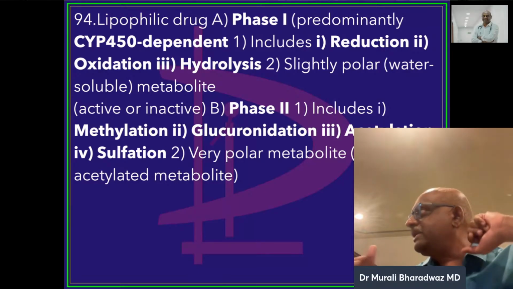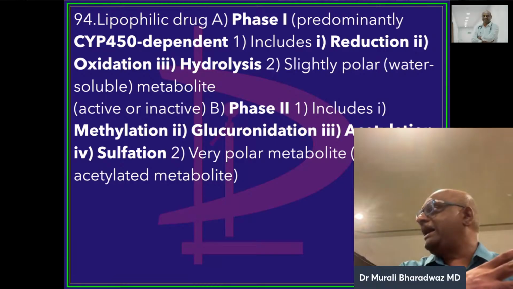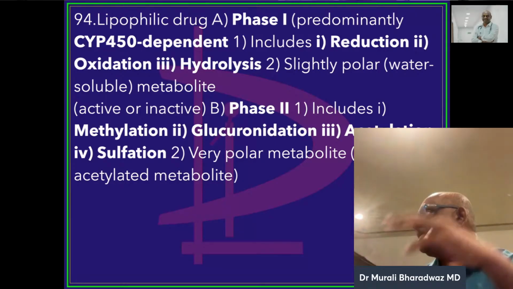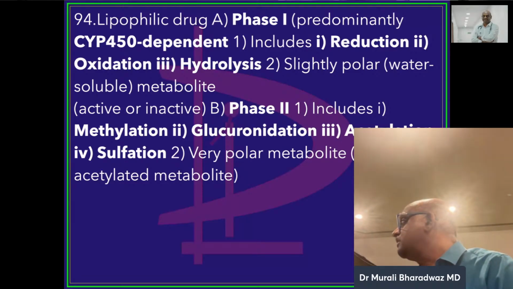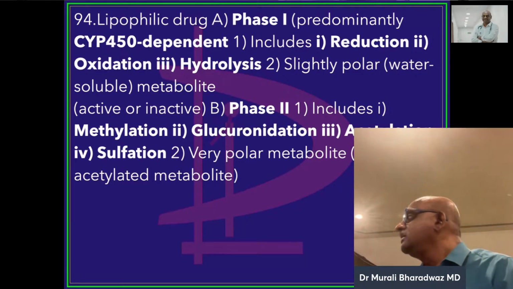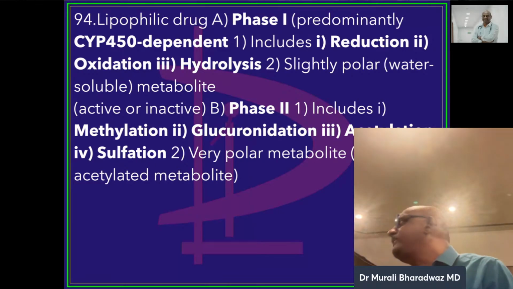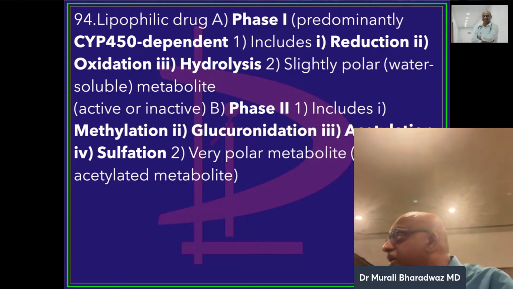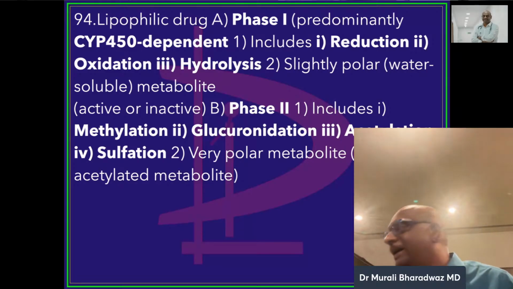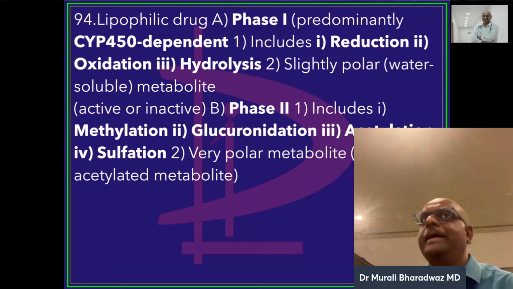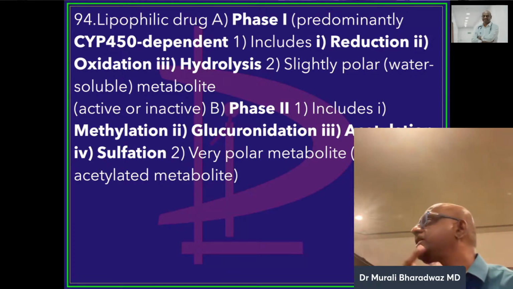It will only enter cells if it is lipophilic. The moment P450 acts, it causes reduction, oxidation, hydrolysis, and makes it hydrophilic, slightly polar, water soluble. Then it won't enter. That's how the drug is being cleared, inactivated by phase 1. Then phase 2 involves methylation, glucuronidation, acetylation, sulfation, and all these reactions will lead to a very polar metabolite. So that is phase 2.